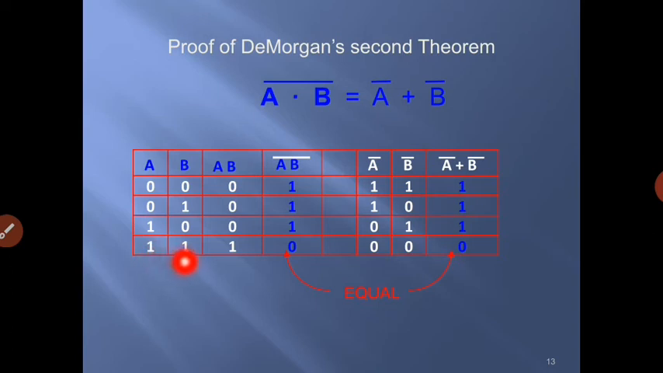A is equal to 1 and B is equal to 1. AB will give you 1 and its complement is 0. Since A and B are both 1, their complements will be 0 and 0, so that A bar plus B bar will also give you 0, and this is equal to AB whole bar, which is 0. So for all four combinations of input variables A and B, the statement AB whole bar is equal to A bar plus B bar holds. So this is the proof of De Morgan's second theorem.